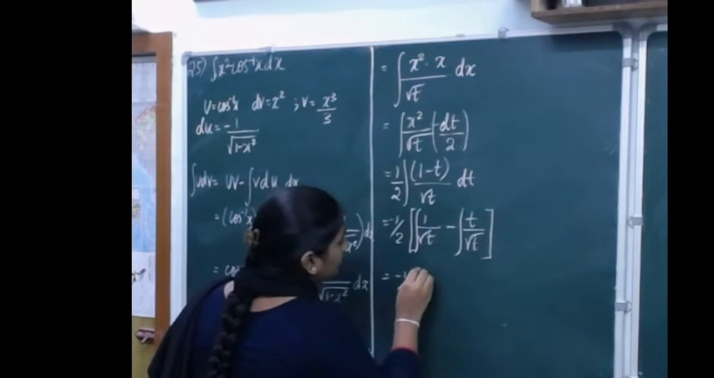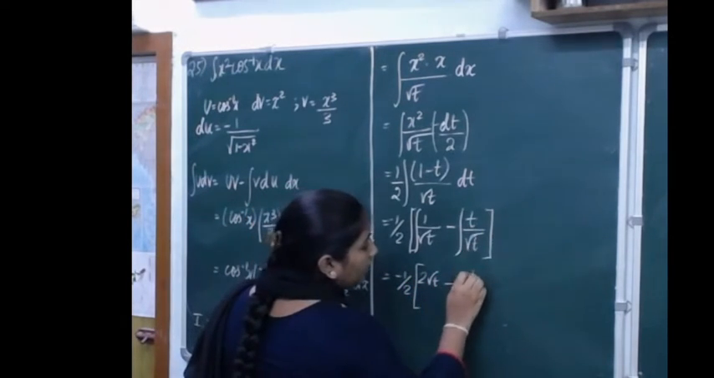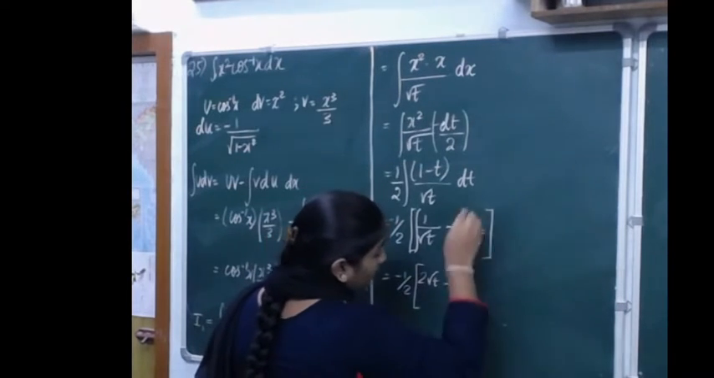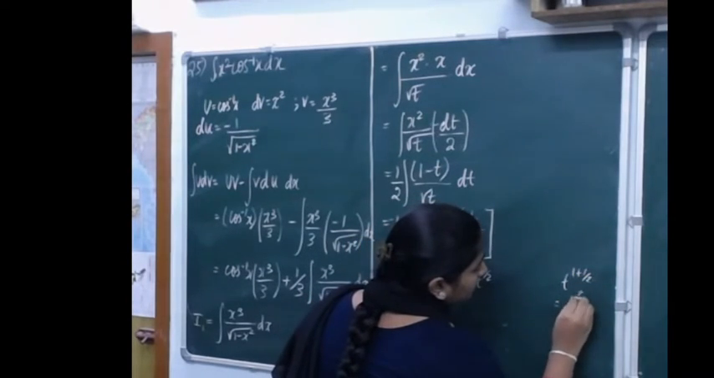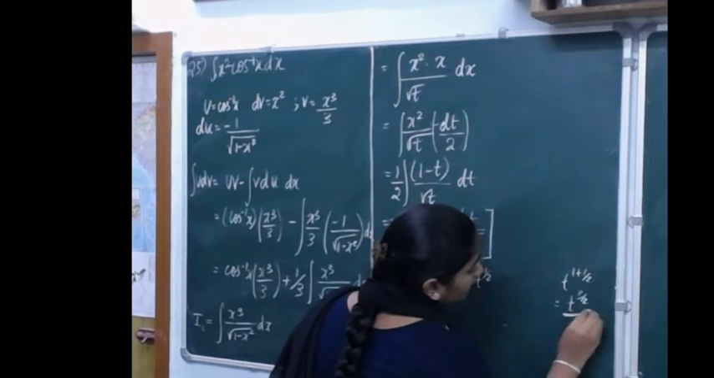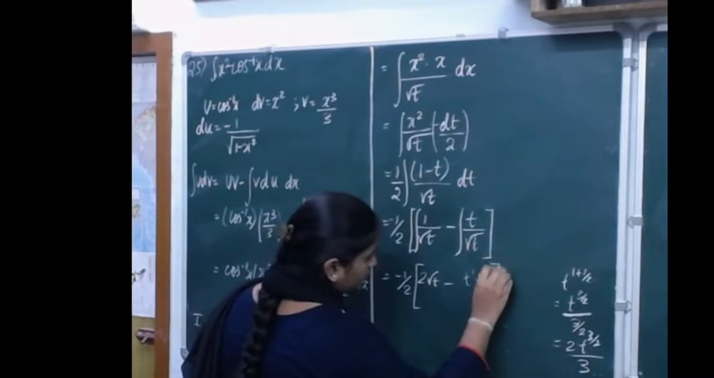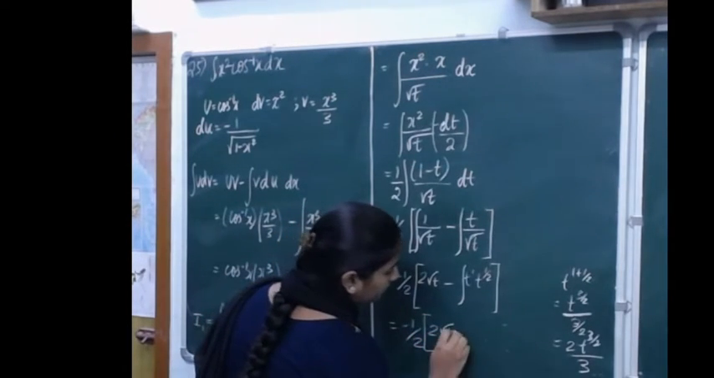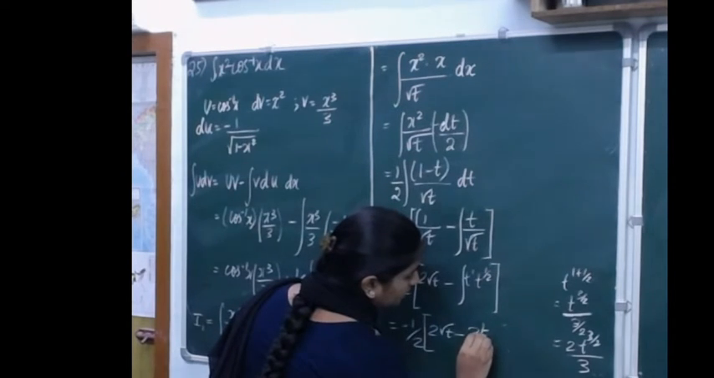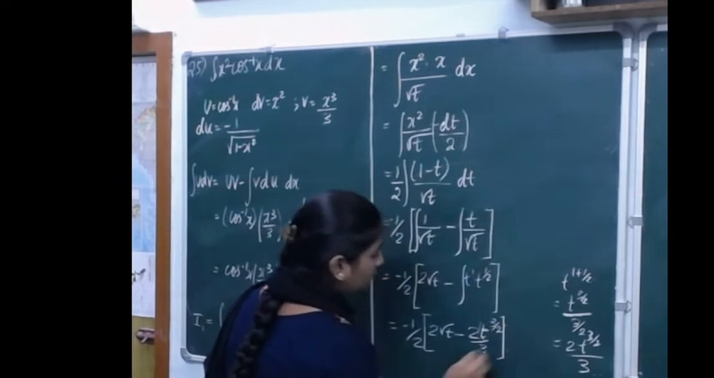We have to integrate this. So integration of 1 by root t is nothing but 2 root t. And this is t power 1. I am taking this to the numerator, t power 1 by 2. So t power 1 plus 1 by 2 is nothing but t power 3 by 2. I am integrating this, so 3 by 2, 2 into t power 3 by 2 by 3. Root t minus 2t by 3, that is t power 3 by 2. So I have integrated this.